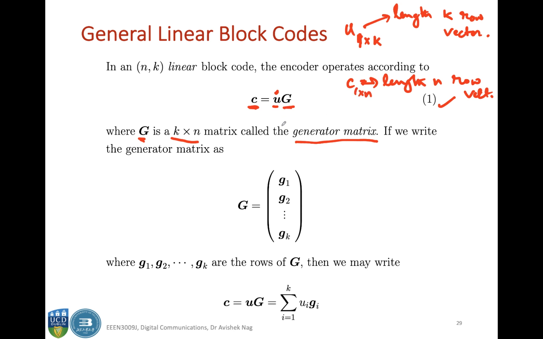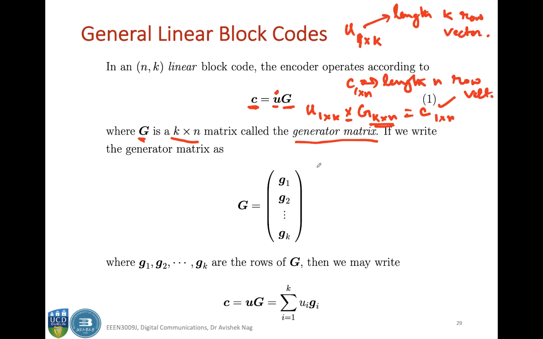So this G has to be k cross n, so that when you multiply this 1 cross k with a matrix G which is k cross n, then the output that you get is C which is 1 cross n, okay. So this matrix G, which is also called generator matrix, has to be k cross n, so that this matrix multiplication is compatible.